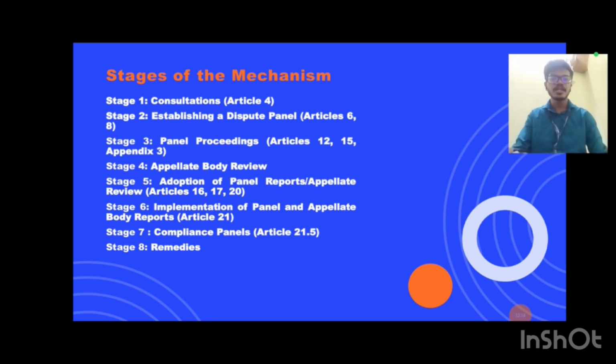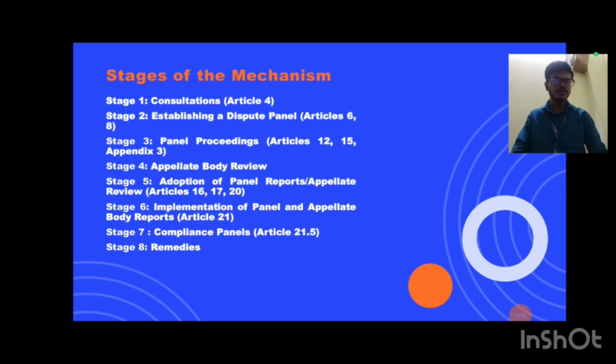The next stage is adoption of panel reports or appellate review under Articles 16, 17 and 20 respectively. Within 60 days after the panel report is circulated to WTO members, the report is to be adopted at a DSB meeting unless a disputing party appeals it or the DSB decides by consensus not to adopt it. Within 60 days of being notified of an appeal, which is extendable by another 30 days, the Appellate Body must issue a report that upholds, reverses, or modifies a panel report.